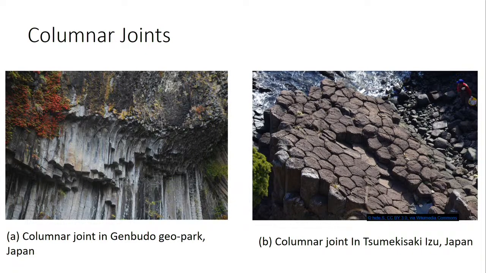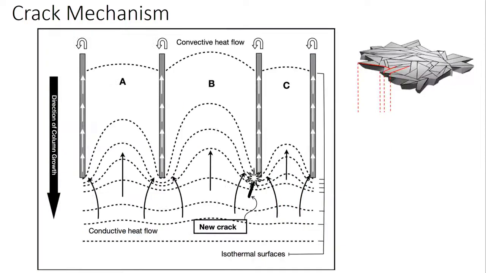These are in Genbudo Geopark in Japan, and this is what they look like, and this is what they look like if you cut them across like this. You can see a very, very regular hexagonal shape like this. So we wanted to study columnar joints. So how are columnar joints formed?